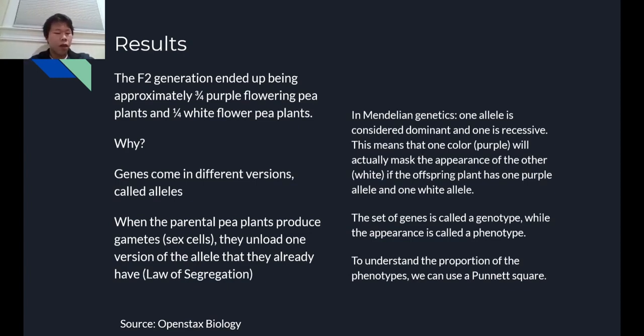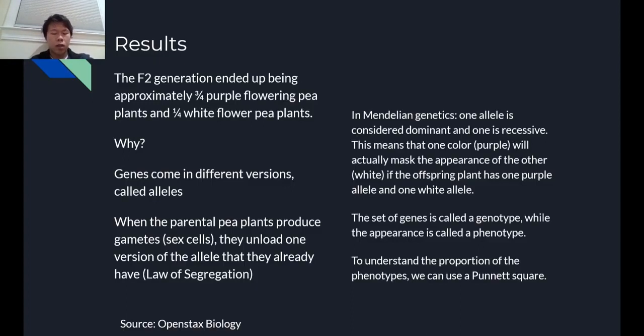The thing is, if you have two purple alleles, then it'll always have purple flowers no matter what. Likewise, if your plant has two white alleles, then it'll always have white flowers no matter what. But if you mix them, so you have one purple allele and one white allele, then in the offspring the purple allele will mask the white allele, and you'll have a purple flower.